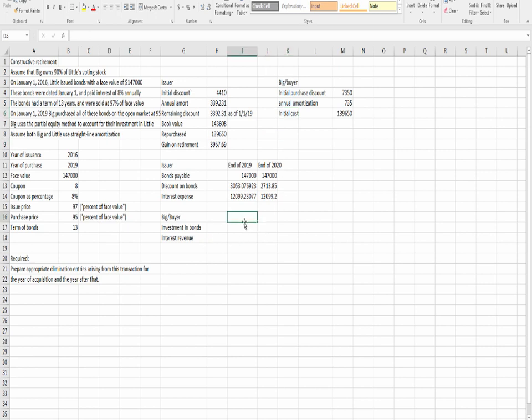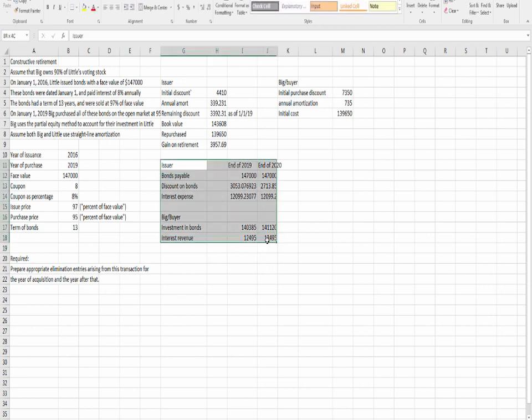So Big, the buyer, at the end of 2019, their investment in bonds, again, the initial cost was $139,650. That's after deducting a discount. That discount, which initially started at $7,350, has been amortized at $735 per year. So the carrying value is going up by $735 per year. Their interest revenue is again going to be the coupon interest, 8% of face value, plus the annual amortization. And again, straight line amortization, so it's going to be the same each year.